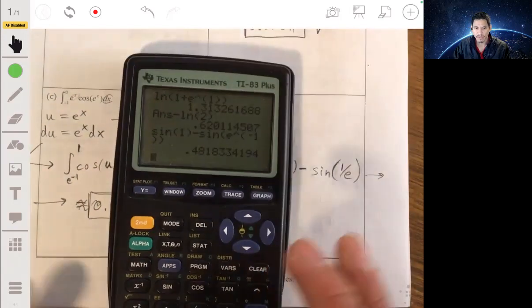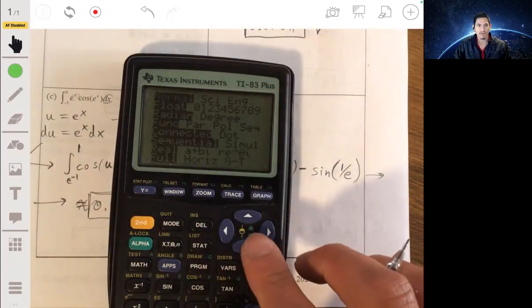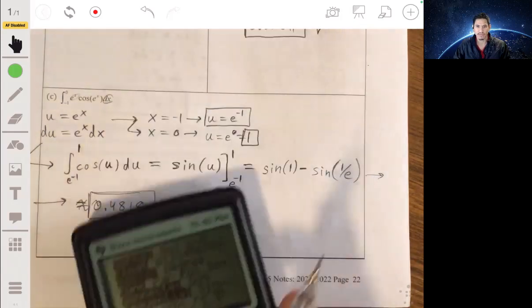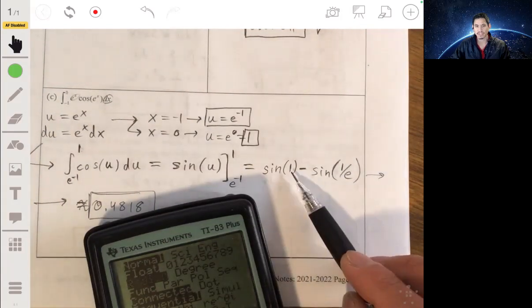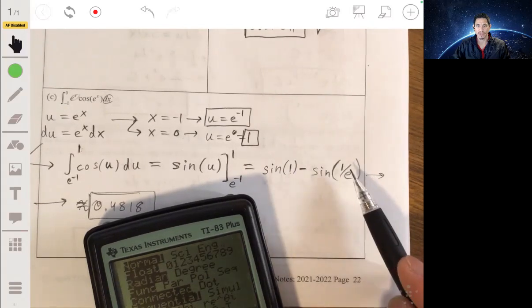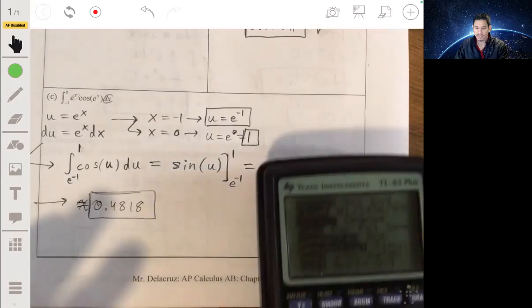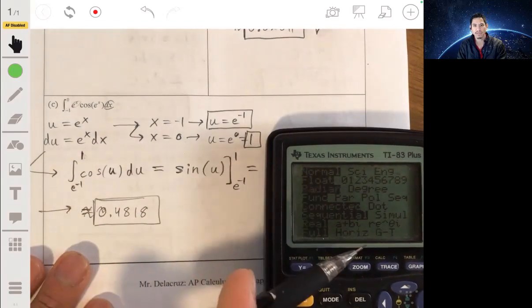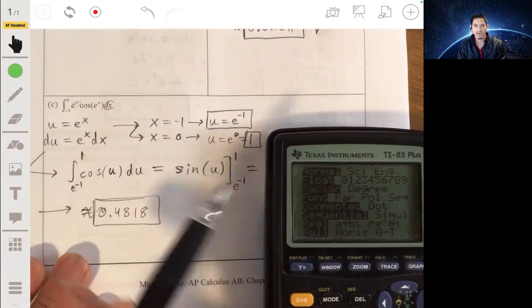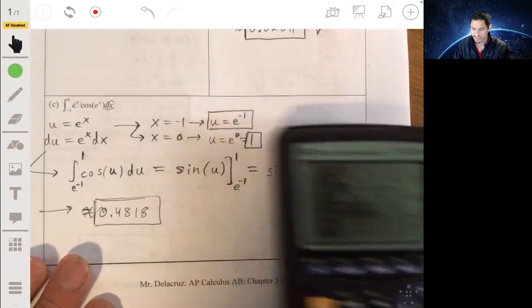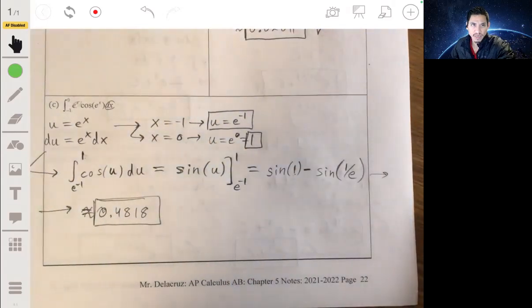Now make sure your calculator's in radian mode, because if you have it in degrees, it's going to give you a different answer, because it's going to think of that 1 and that 1 over e as two different values. Unless the problem specifically says to use a different unit for the trig functions, always assume radians. All right, so I hope that helps.